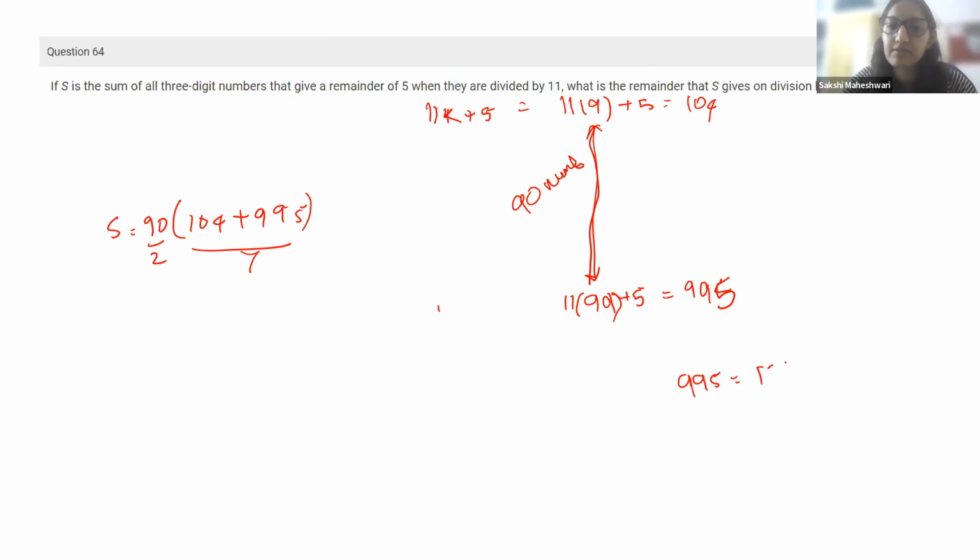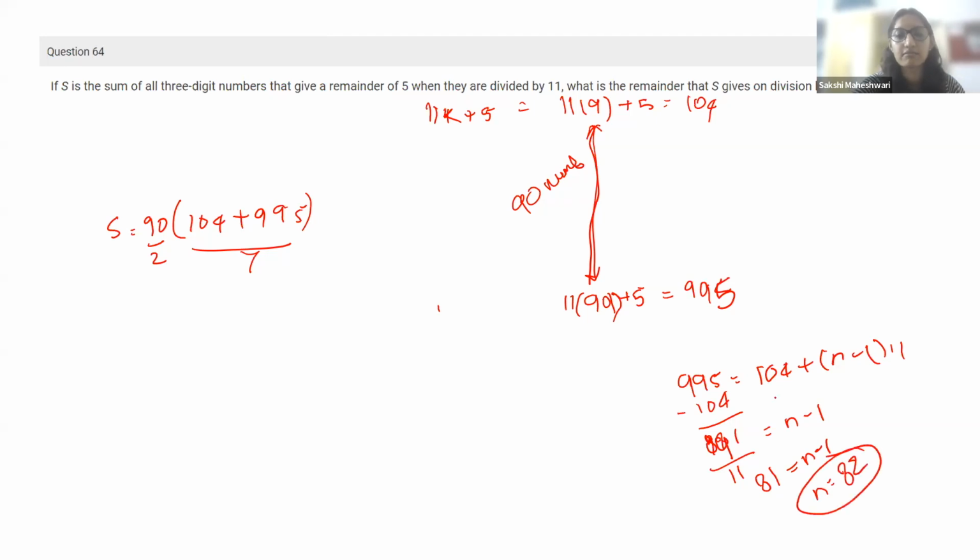995 is equal to 104 plus (n minus 1) into 11. And this gives you 891 by 11 equals n minus 1. So 11 eights are 88... 81 is equal to n minus 1. Okay. Yeah. I think we made a mistake somewhere here. Okay, this will be 11 into 90, and this will be 19 minus 9 plus 1. Yeah, this will be 82. Very sorry.